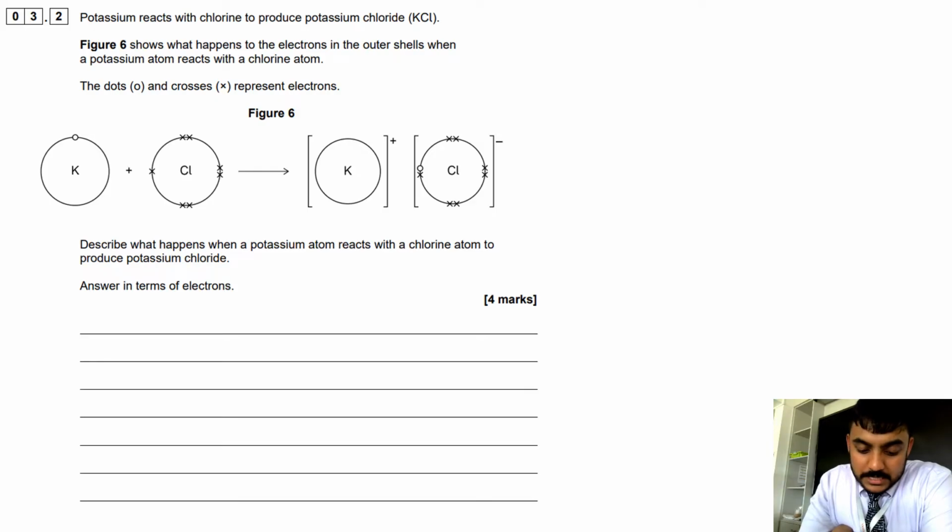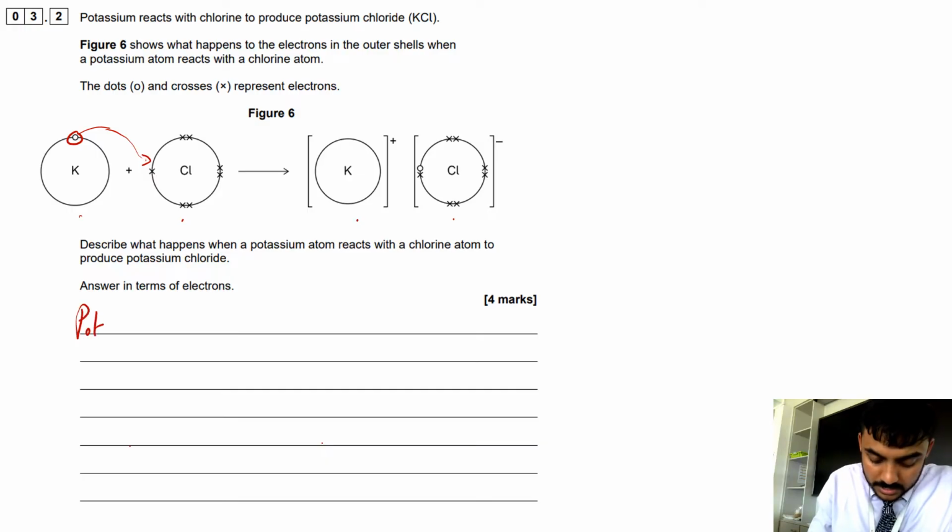Potassium reacts with chlorine to produce potassium chloride. Figure 6 shows what happens to the electrons in the outer shell when potassium atoms react with the chlorine atom. The dots, represented by zeros and crosses, represent electrons. Describe what happens to the potassium atom. It gives you the pictorial representation. You just have to write what happens. But what happens is, this electron that the potassium has, it loses it, and it's gained by the chlorine, so that the potassium goes from being an atom into being a potassium ion, and chlorine goes from being an atom into a chlorine ion. How many electrons does each lose? Potassium loses one, chlorine gains one.